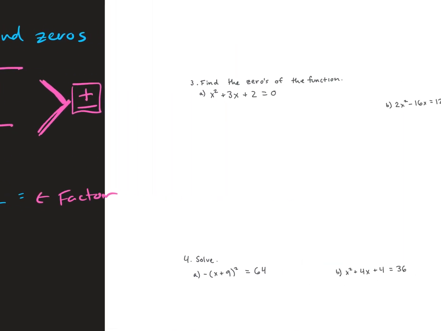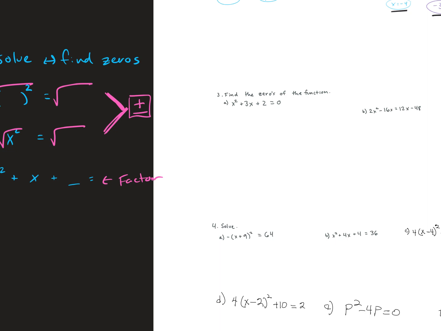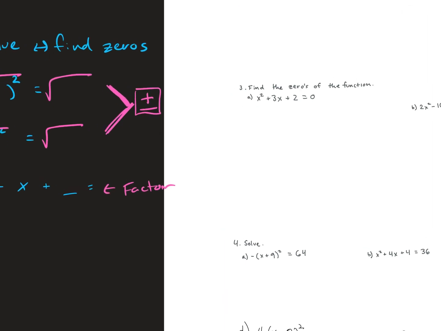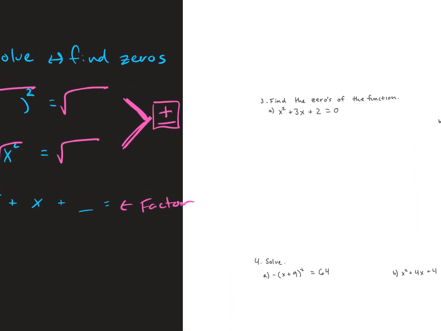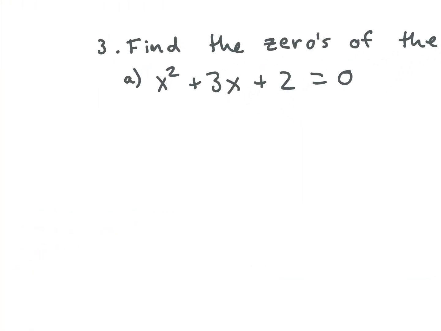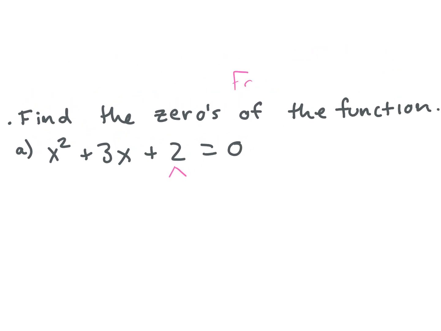So looking at number 3, I have an x and an x squared. So what do I need to do to solve? Factor. So for A, what are 2 factors? Also, just as a note, when we are factoring, it has to be equal to 0 before you start to factor. So here it's equal to 0. We can go ahead and factor. So what are 2 factors of 2 that add to 3? 2 and 1. So this factors into x plus 2 and x plus 1.